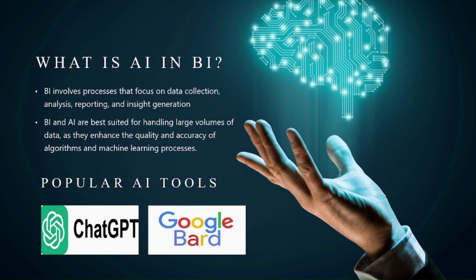Data collection, analysis, reporting and insight production are the main focuses of business intelligence operations, and artificial intelligence in business intelligence helps these and other BI features. BI demands the capacity to manage extremely big data volumes. Additionally, AI performs best when it is fed massive amounts of data that enhance the precision and efficiency of ML algorithms. In this way, BI and AI work seamlessly. And there are two popular AI tools. One is known as ChatGPT and the other one is Google Bard.